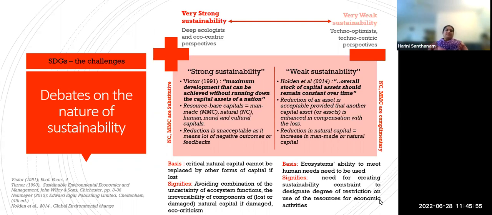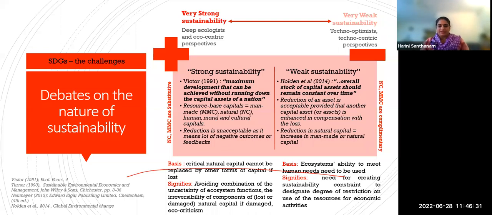So what does strong sustainability mean? Strong sustainability, the central idea is the maximum development that can be achieved without running down the capital assets of a nation. We have to understand from Victor's 1991 definition that strong sustainability means the maximum development that can be achieved without running down the capital assets of a nation. So what are the capital assets?